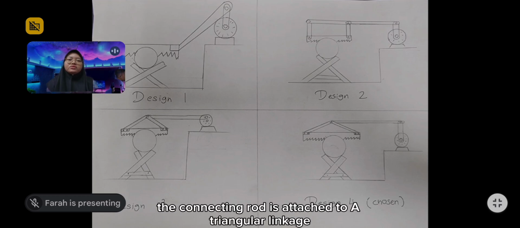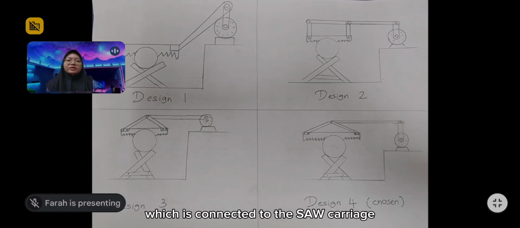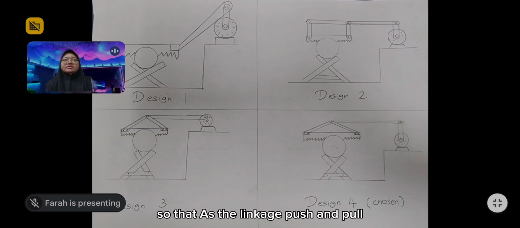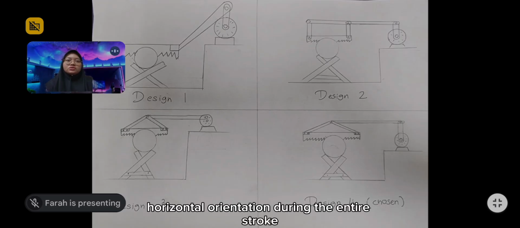The connecting rod is attached to a triangular linkage at the saw end, which is connected to the saw carriage. The saw blade is mounted on a guide frame so that as the linkage pushes and pulls, the blade moves horizontally only, maintaining the required horizontal orientation during the entire stroke.